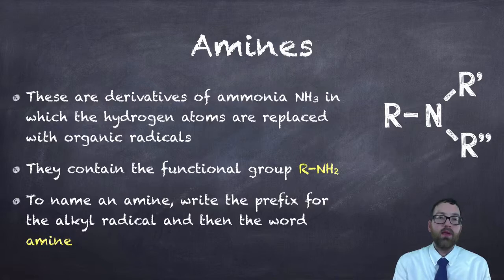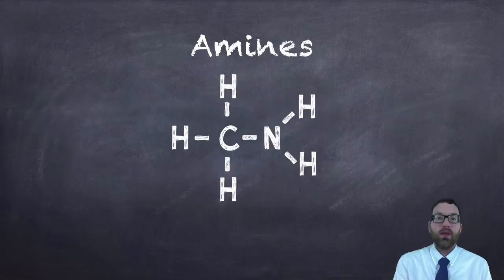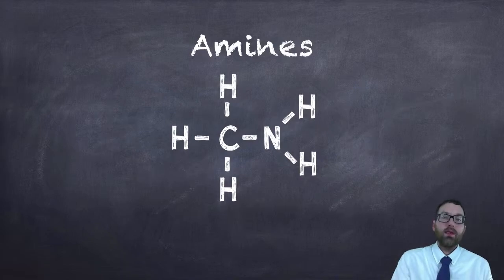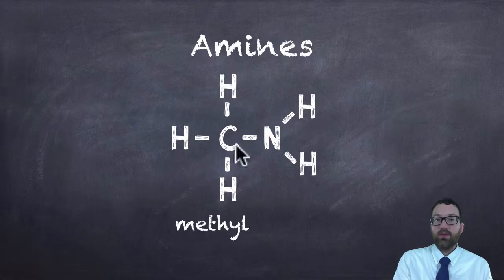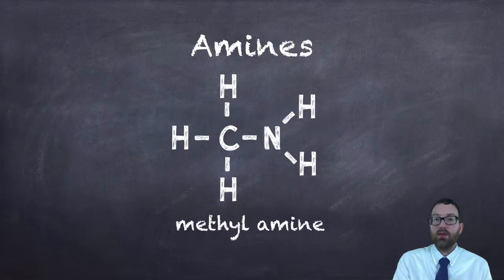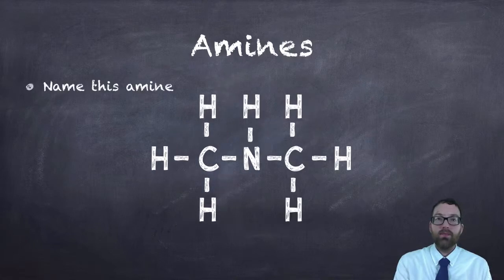So to name an amine, we write the prefix for the alkyl radical and then the word amine. So this would be the simplest type of amine here. I have 1 carbon, so this would be a methyl group, CH3, and then it's just attached to an NH2, which is an amine functional group. So I would just add the word amine: methylamine.